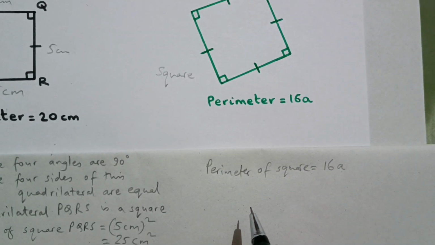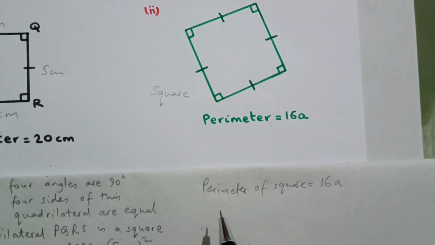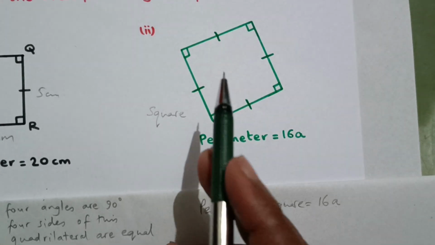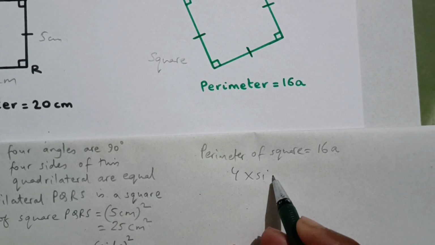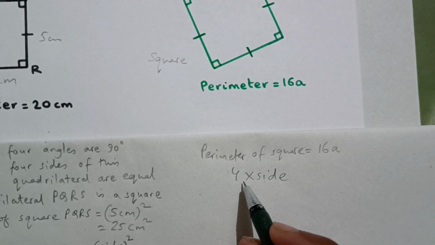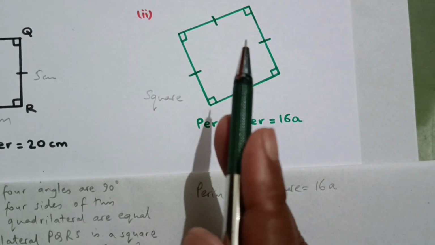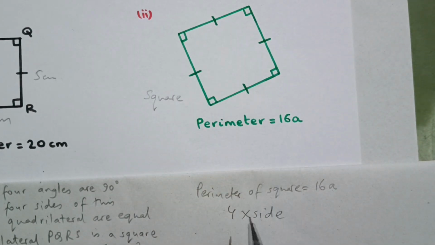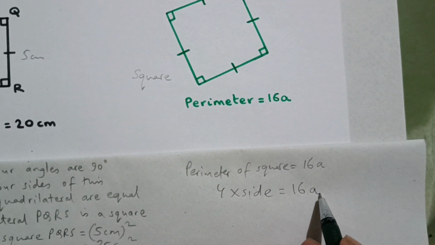So how can I do that? Now perimeter of this square is 16a. Now what is the formula for perimeter of square? Perimeter of square is 4 times its side. So perimeter of this square will be 4 times its side. So 4 multiplied by side is the perimeter of this square. And I know that the value of perimeter of this square is 16a. So 4 times its side is 16a.